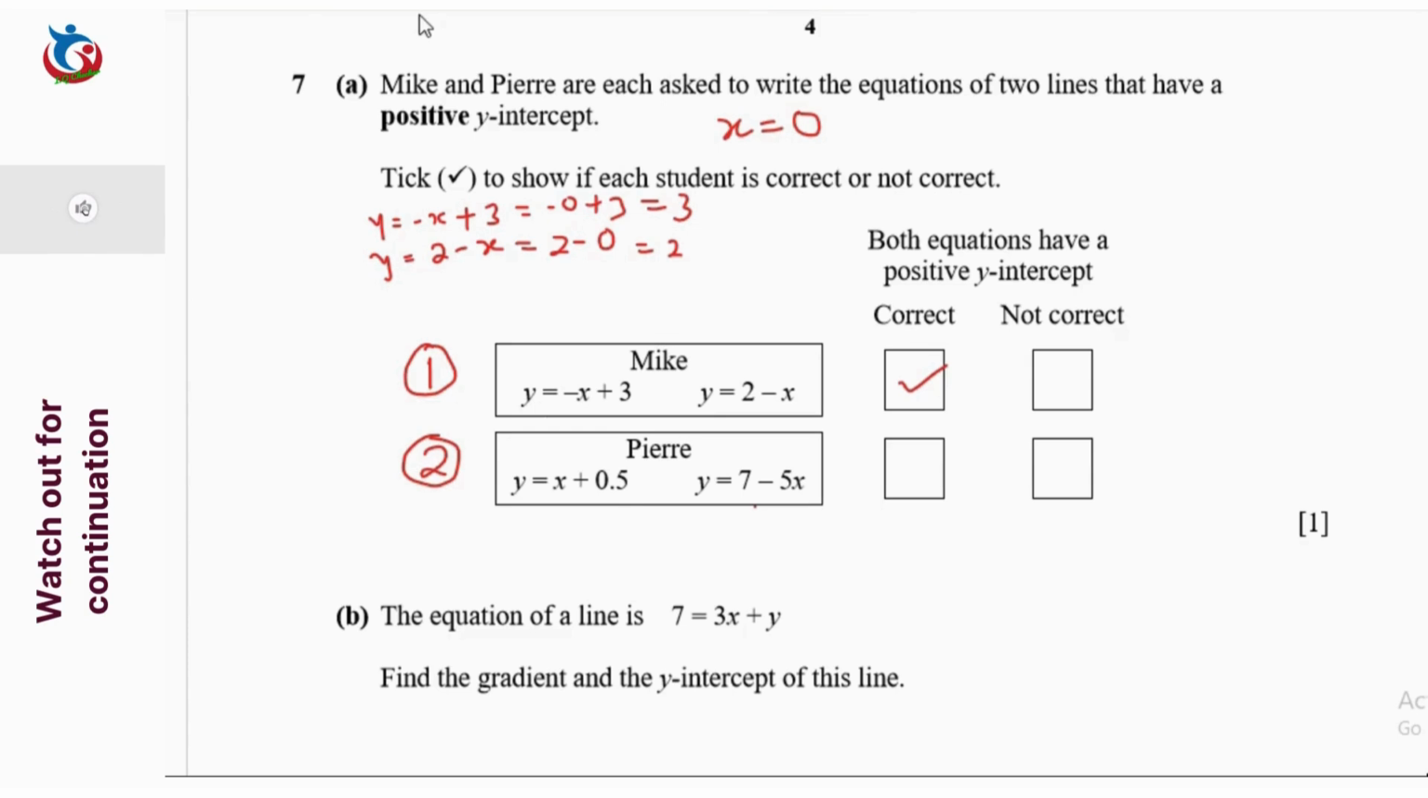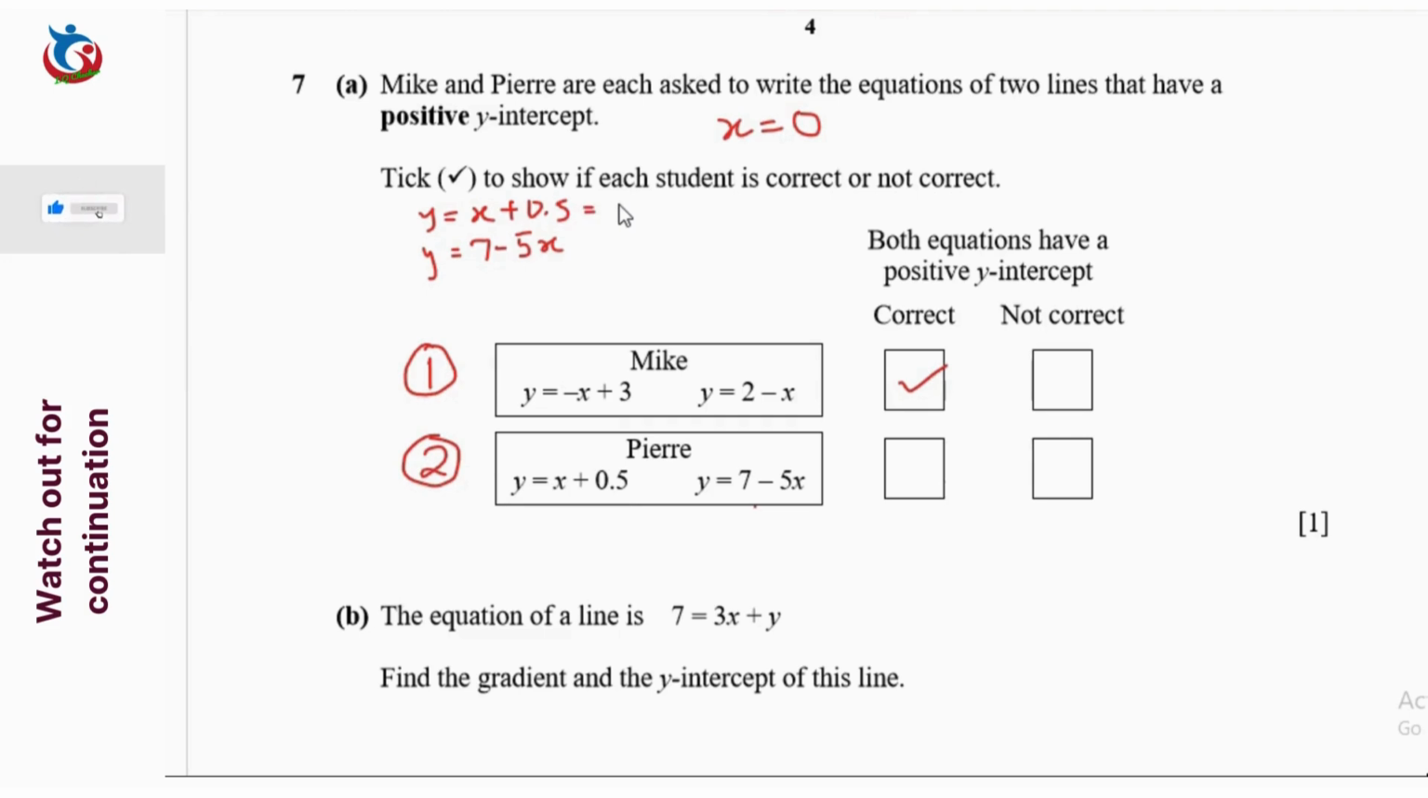Now, we're going to look at Pierre. Let us verify if the y-intercepts for Pierre's equations are also positive. For Pierre, we have the first equation as y is equal to x plus 0.5, and the second equation is y is equal to 7 minus 5x. Remember we said for you to get the y-intercept, x must be equal to 0. So in the place of x, we are going to substitute 0.